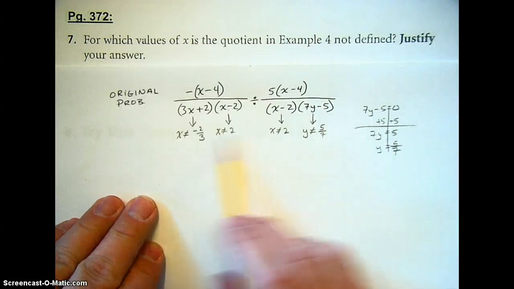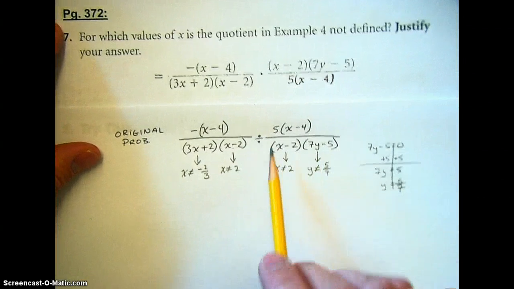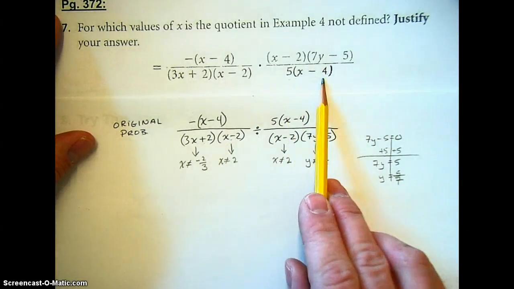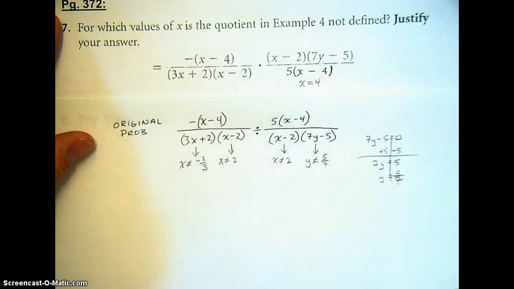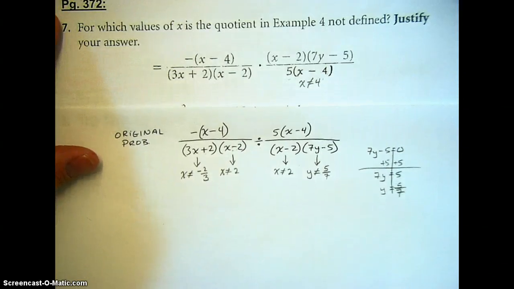Now, we have those restrictions, but then when we flip it, we don't divide the fractions, we multiply by the reciprocal, and we pick up another restriction right here. x cannot equal 4. So we get one more restriction. We'll list all of our restrictions at the very end.